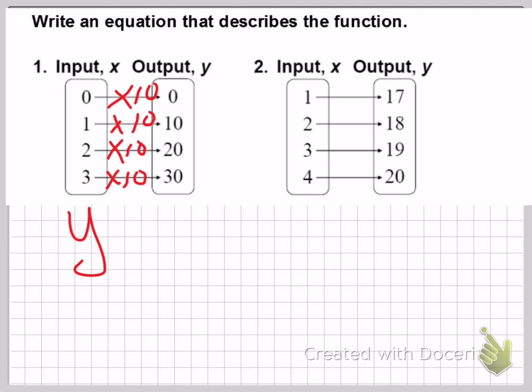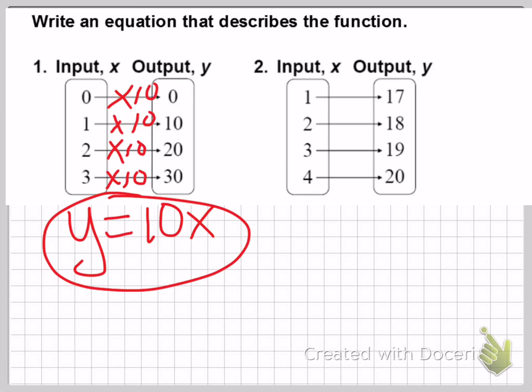So let's try y equals 10x. So let's see if that works. So y equals 10 times 0 is 0. 10 times 1 is 10. So you just keep trying them. 10 times 2 is 20. 10 times 3 is 30. That's our equation. y equals 10x.